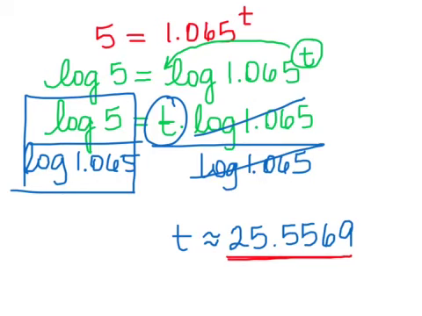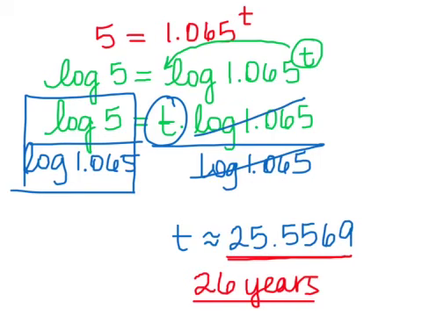And you can say 25.5, or you might have to say 26 years if you round properly to the whole number. It just depends what kind of preciseness they require. So that is how you get an exponent variable out of the exponent so that you can solve for that exponent.